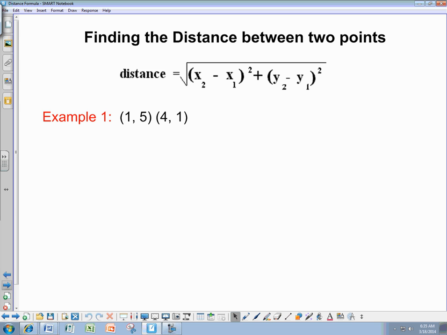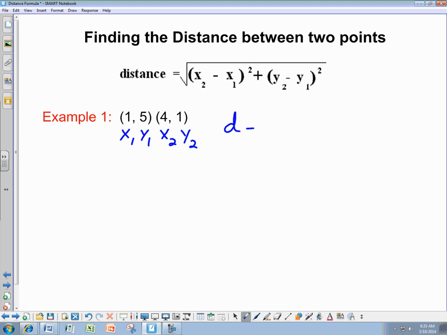Example 1 gives us two locations, an x and a y, and then a second x and a y value. I'm going to go ahead and label the first x and y value x1 and y1. And then the second x and y value I'm going to call x2 and y2. All right, so those are our numbers that we're going to place into the distance formula.